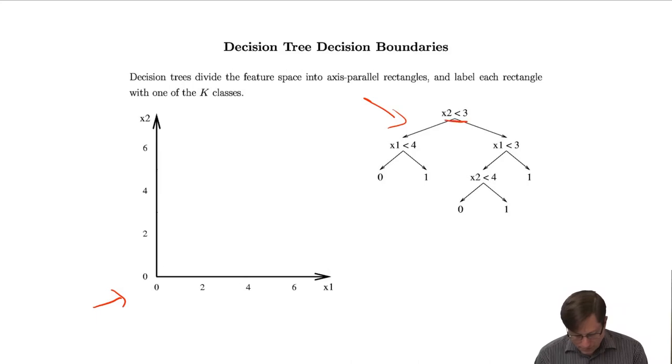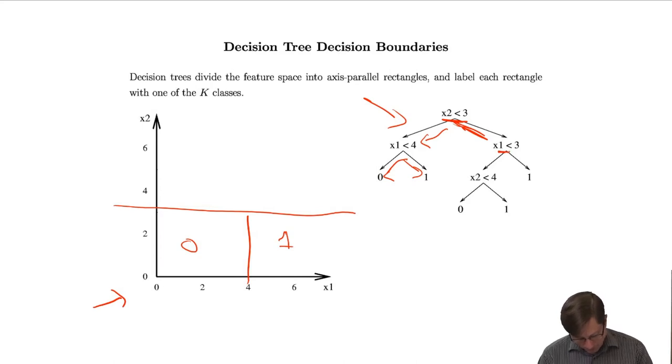In this first case, we'd say if x2 is less than 3, so we can draw a line there. If it's less than, we'll go this way, and we'll say if x1 is less than 4, now we're talking about this region. If it's less than, it goes this way and it would predict 0. If it's greater than, it would go that way and it would predict 1. Now we go down this other branch, and then we would get to if x1 is less than 3. So x1 is less than 3 would be something like that.